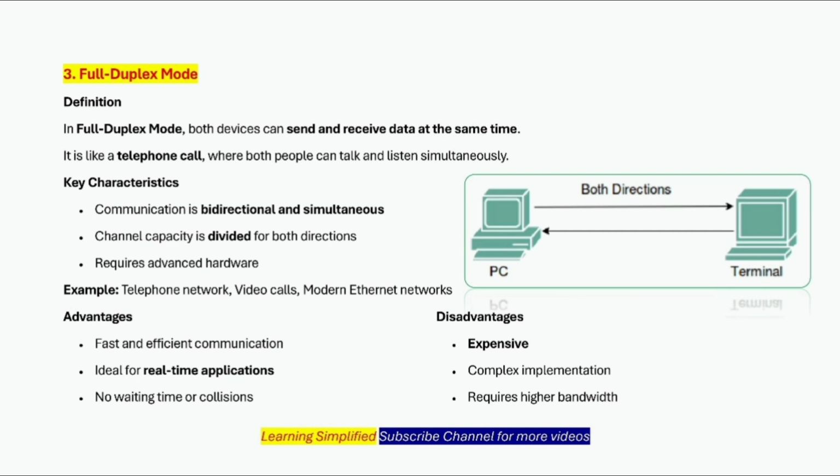The channel capacity is divided for both directions, and it requires advanced hardware to support this type of communication. Common examples of full-duplex mode include the telephone network, video calls, and modern Ethernet networks. Full-duplex mode offers many advantages. It provides fast and efficient communication, is ideal for real-time applications, and eliminates waiting time and data collisions. However, it is expensive, complex to implement, and requires higher bandwidth compared to the other transmission modes.